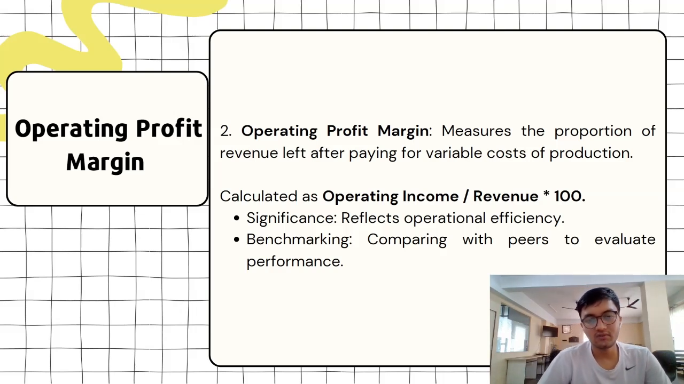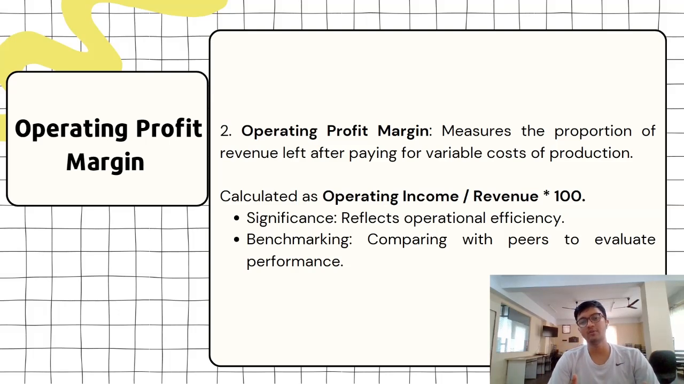Next, we'll look at operating profit margin. It measures the proportion of revenue left after paying for the variable cost of production. The earlier ratio took into consideration all the costs that I deduct from the income, leaving a profit after tax. But in operating profit margin, I'm not taking into consideration the depreciation and the taxes, because many analysts think that taxes and depreciation are not part of the business. They do not reflect the operating profits of the business.